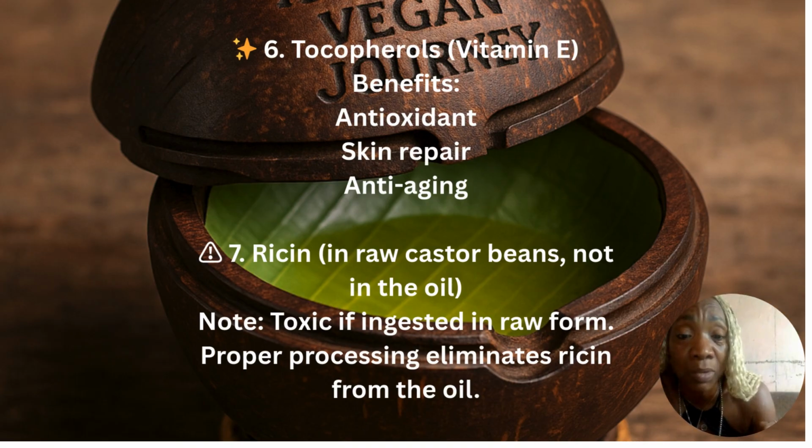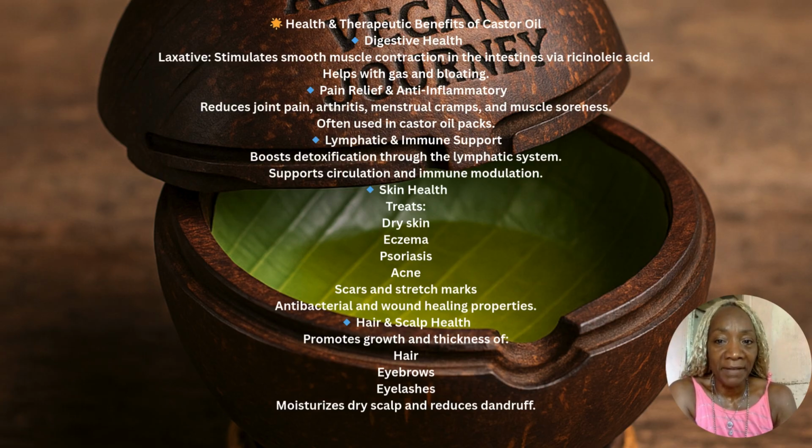Join us May 12th. We're going to be making our Black Castor Oil here in St. Lucia. This is just a recap of all the benefits that these biochemical compounds in castor oil are providing. Digestive health, pain relief and anti-inflammatory, lymphatic and immune support, skin health, hair and scalp health. And don't forget, that's your eyebrows and your eyelashes. Helps with all of that.